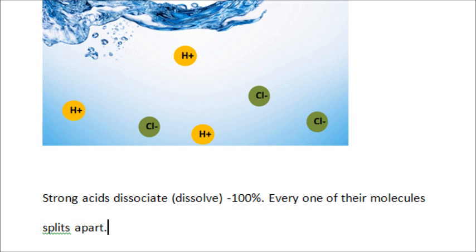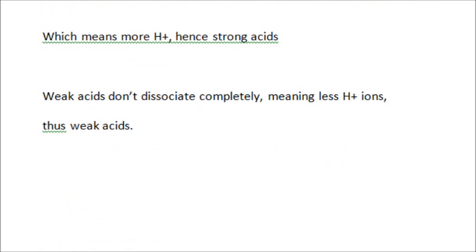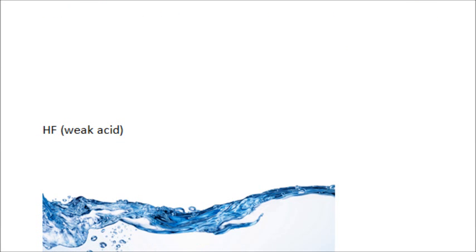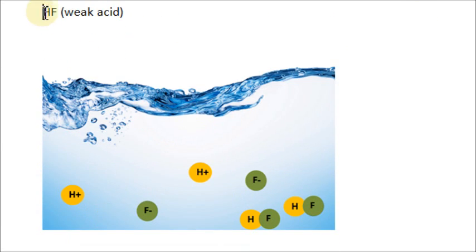That's strong acids. What about weak acids? These don't dissociate completely, meaning that there are fewer H plus ions, which is why they're called weak acids. To see what they do, let's take a look at hydrofluoric acid, which is a weak acid. You've got some hydrogen and some fluorine bonded. You add that to water, and you get some of the HF splitting apart. Some of them dissociate into H plus and F minus ions, like here, here, here, and here.